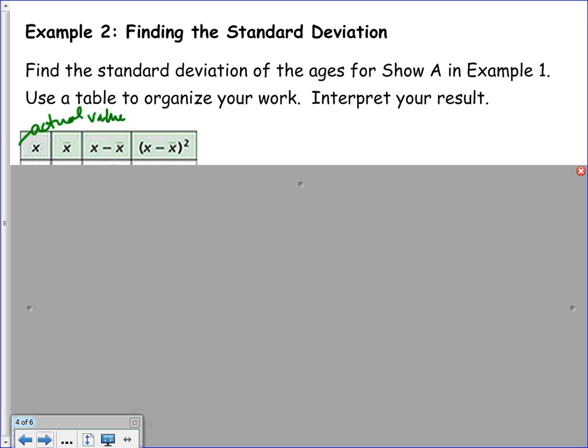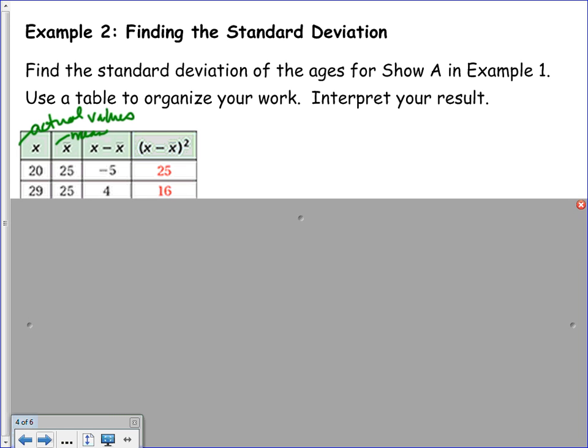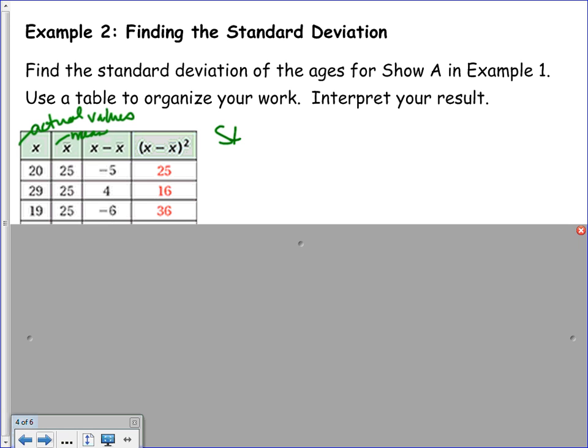The X, then the X with a little line over it, that's the mean. And then this is the difference between the mean and the actual values. And then the last column is squaring the difference. Okay, so our first step, we already know the mean, so just rewrite that down.